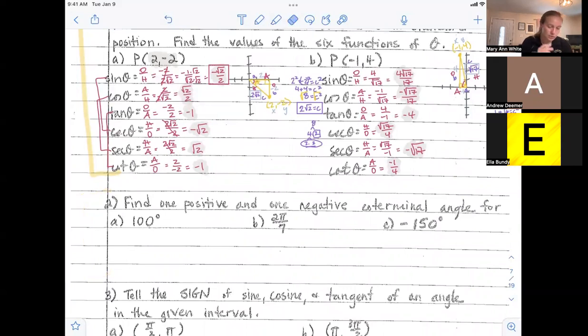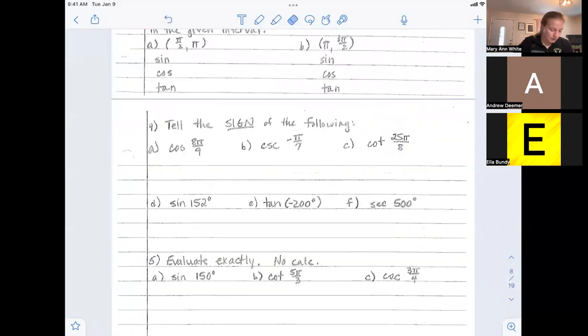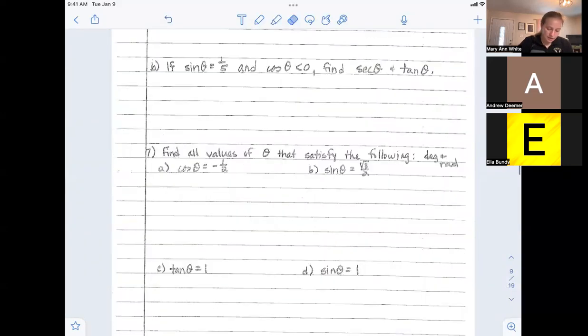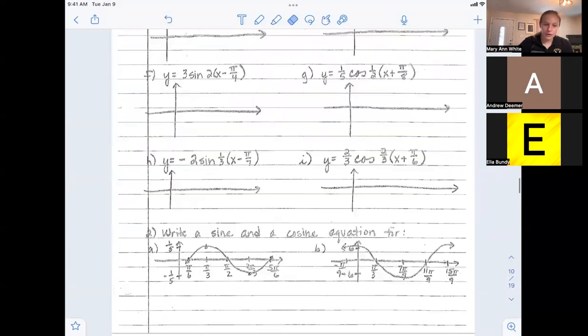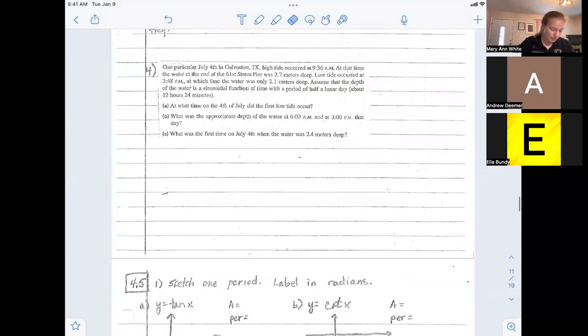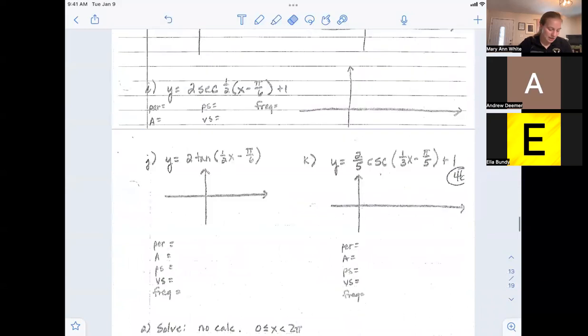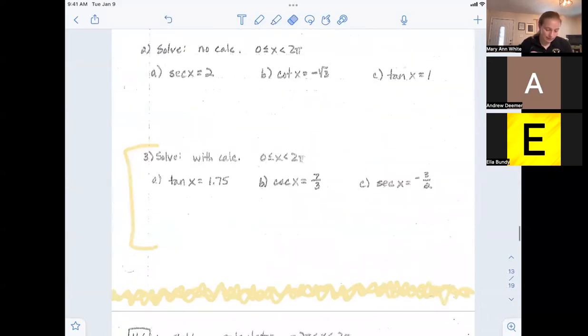No, we will not do coterminal angles today. We'll do that another day. We're going to skip. It's a lot. So go past 4.4. We're not going to do any graphing yet. Go past the beginning of 4.5. We're going to do number 3.